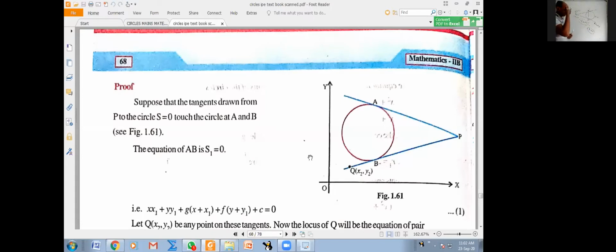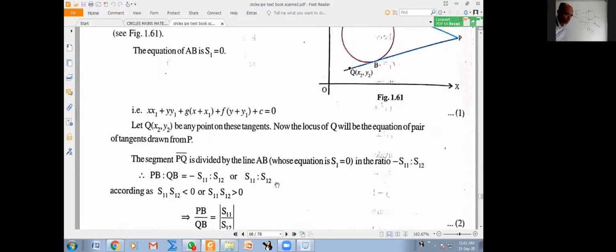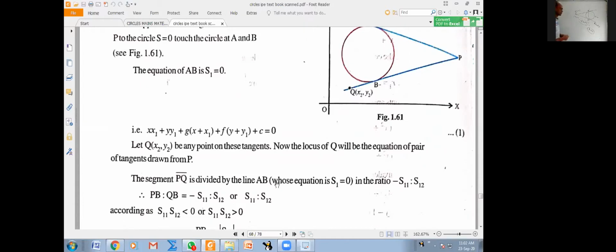Now, once you know this line equation, it's a simple ratio they are using. In first year, you might have studied straight lines. If a line is there and there are 2 points, this is x1, y1, and this is x2, y2, and the line is L equal to 0. How will you know the ratio in which L divides this segment? What is the formula? Minus L11 by L22, right?